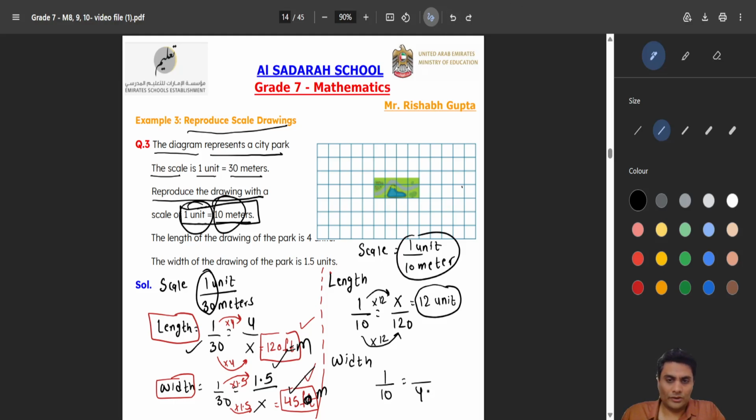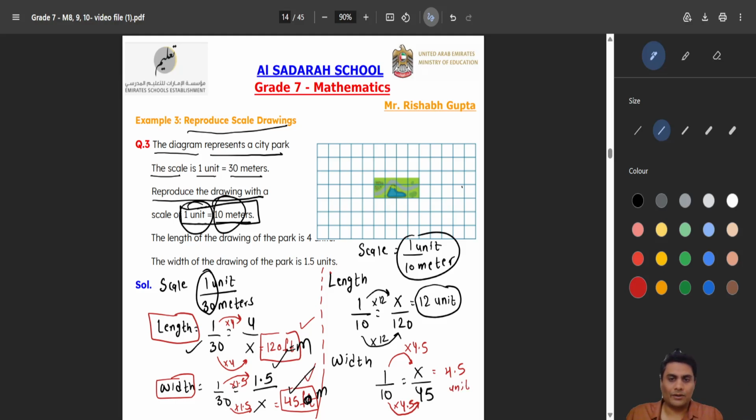The actual width of the park is 45, correct? And I don't know how many units I will get for it, so let us find it out. 10 times how much will make 45? 10 times 4.5. So here also I will do times 4.5. So what will I get? X equals 1 times 4.5, 4.5 units.